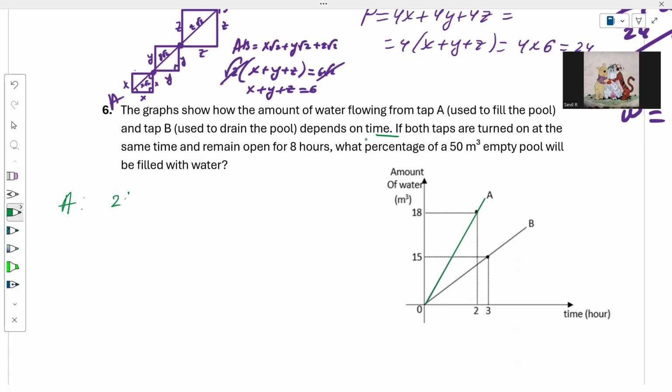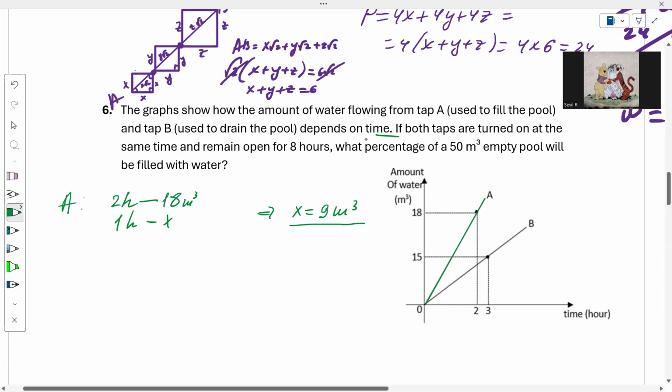In 2 hours, it fills 18. Okay, it's filling. So for 1 hour, it's x. Let's find x. Now we say x equals 9 meter cube, right? It fills 9 cube meter per hour.